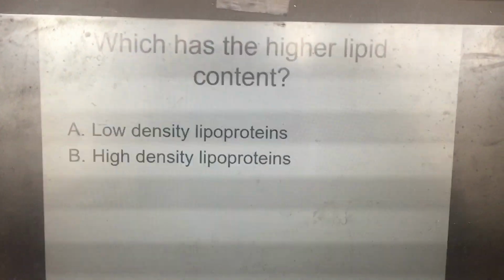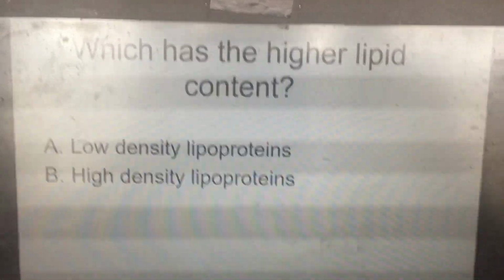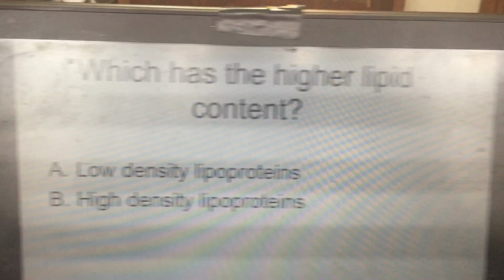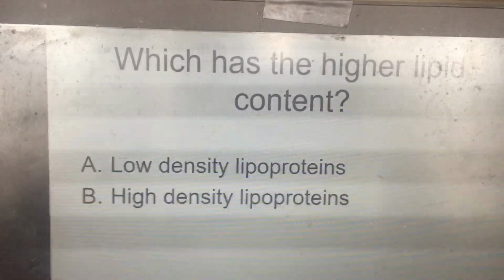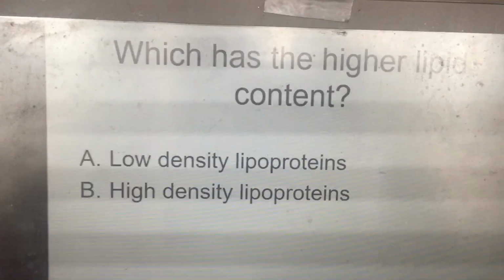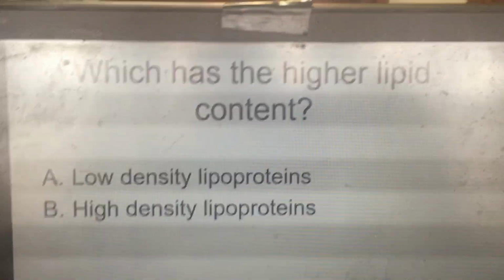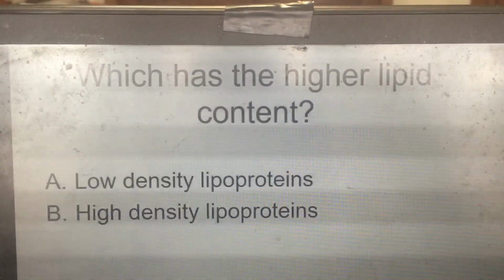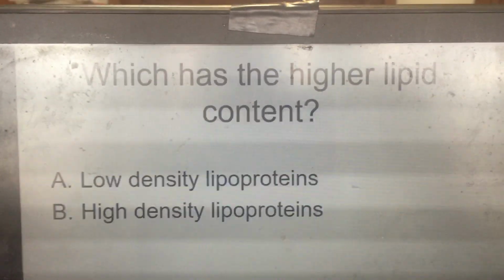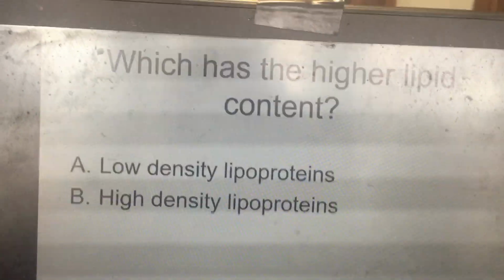So a few review questions here. Which has the higher lipid content, low density lipoproteins or high density lipoproteins? The correct answer here is your low density lipoproteins. So they have a low density because fats, triglycerides, or lipids have a low density. And so that's the type of lipoprotein you have if you're carrying a lot of triglyceride or a lot of lipids, is the low density lipoproteins.